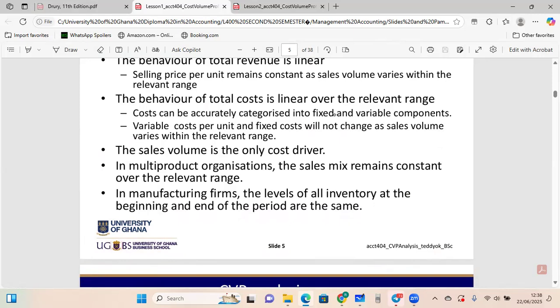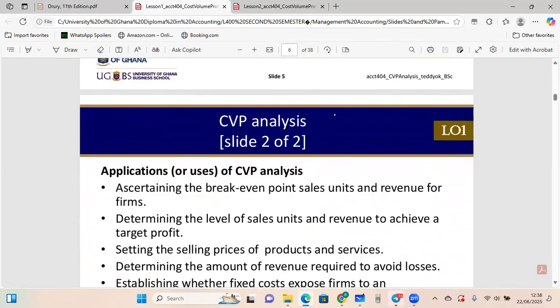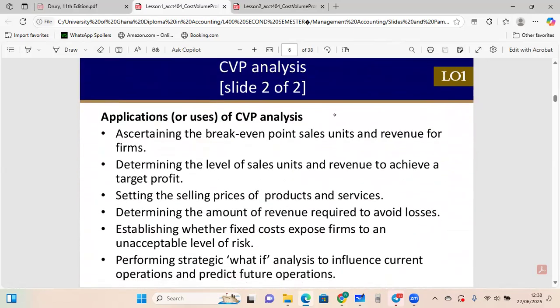So in manufacturing firms, the level of inventory at the beginning and the end of the period are the same. So that's what they assume for manufacturing firms as well. So CVP analysis is used to ascertain the break-even point in unit and revenue for firms. So we'll talk about this very soon.